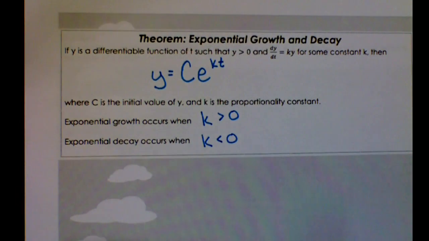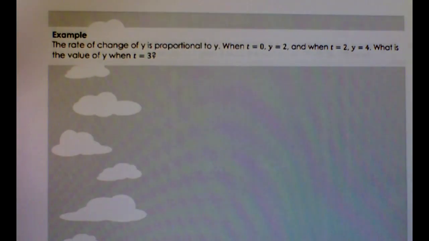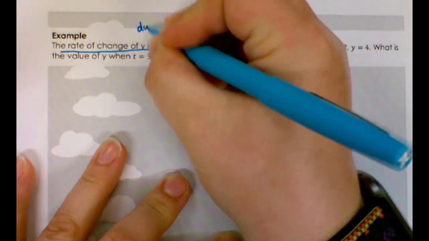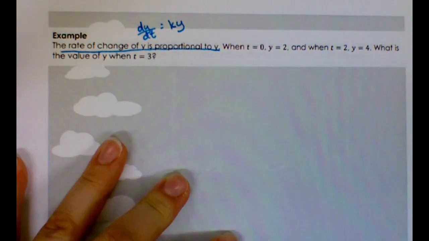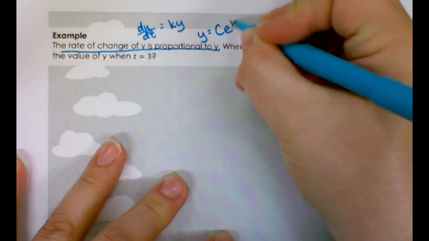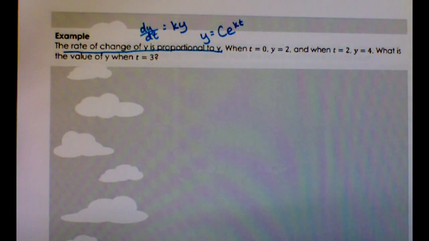There we go. So the rate of change of y is proportional to y. That just means, right there, that's how it's going to phrase it. That means dy/dt equals ky, which means y is going to equal c e to the kt power. So when t is 0, y is 2. When t is 2, y is 4. What is y when t is 3?